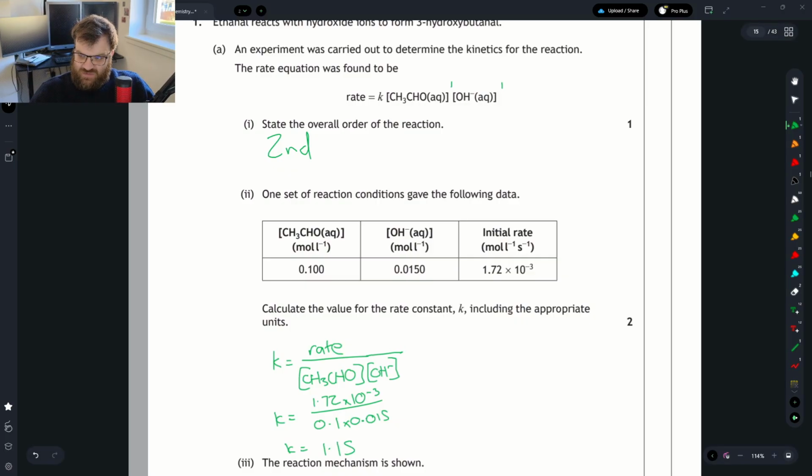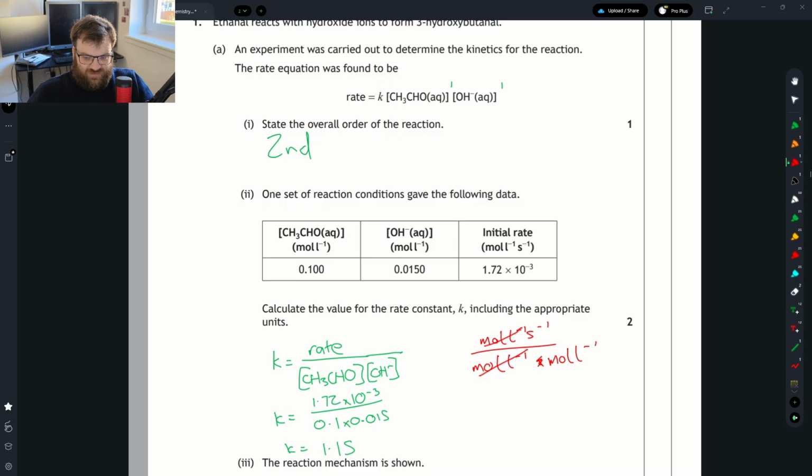When it comes to getting appropriate units, some people just learn what each of them are. I would work it out as I go. We know that we had mol L to minus 1 s to minus 1 on top, divided by mol L to minus 1 times L to 1. So we have moles per litre on the top, which would cancel out the moles per litre on the bottom.